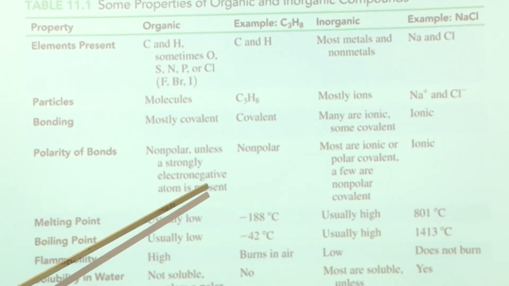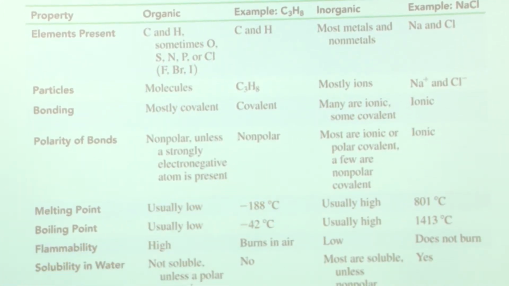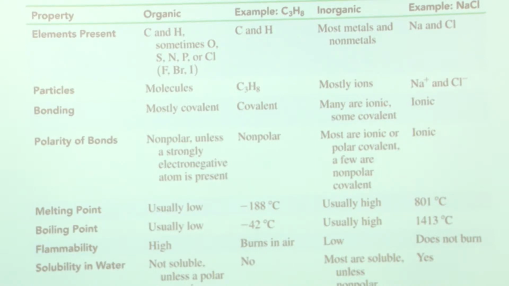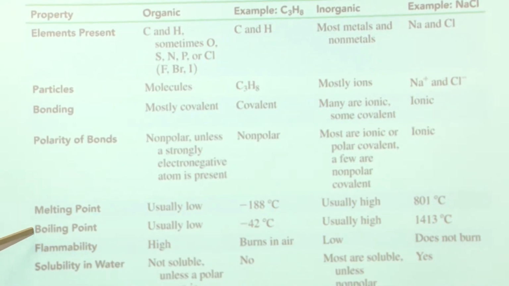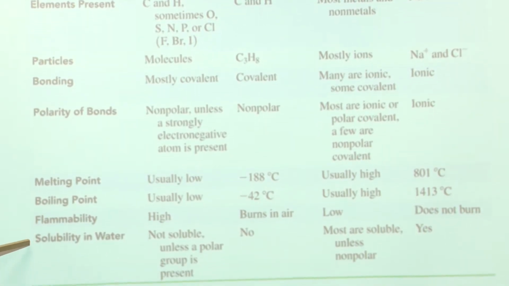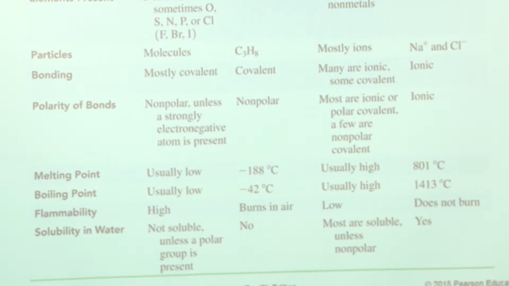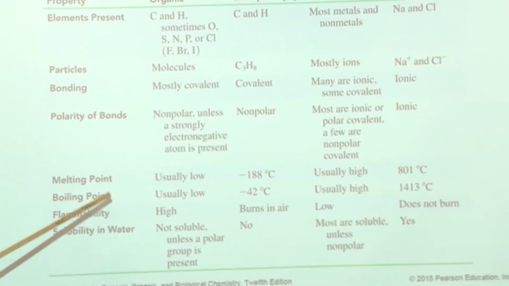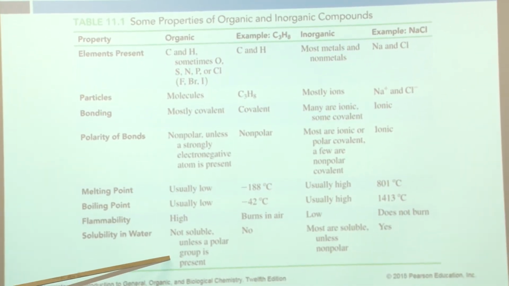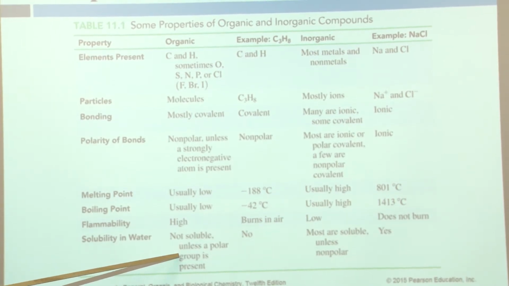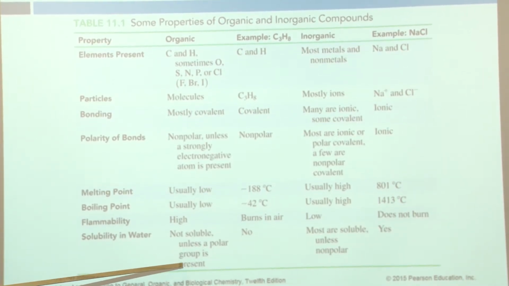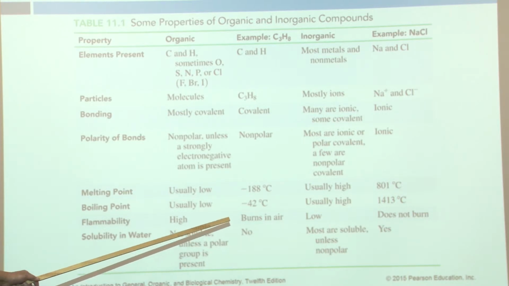Polarity: nonpolar, ionic. Ionic is the coming together of ions. You see the comparison of melting point, boiling point, flammability, and solubility. So we can see how these compare and contrast with each other. Solubility: an organic compound is not soluble unless a polar group is present. We'll get into this as we go into the chapters.